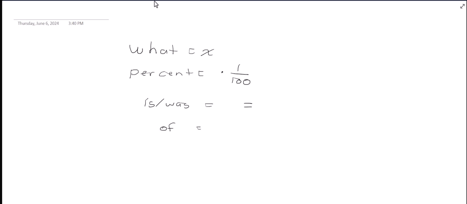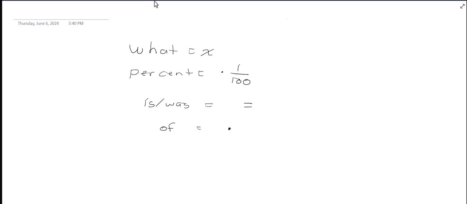algebra. So whenever you have the word what, that's going to be x. Percent is always going to be times 1 over 100. Anything like is or was, that is going to be an equal sign. Of is multiply.